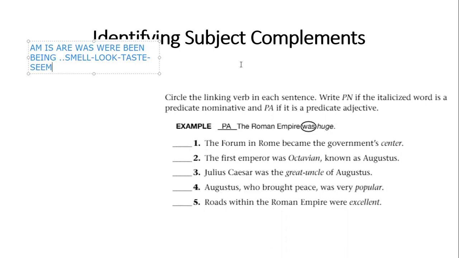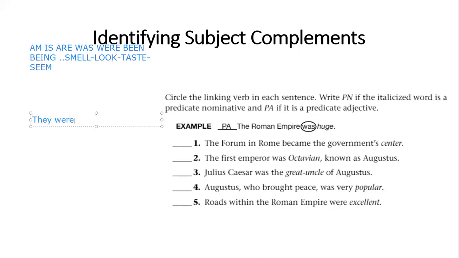Another part of this lesson is a predicate nominative and a predicate adjective. I'm gonna start with the predicate nominative. When I say predicate, it means I'm talking about the verb. I'm away from the subject, okay. Let me write here an example, okay.